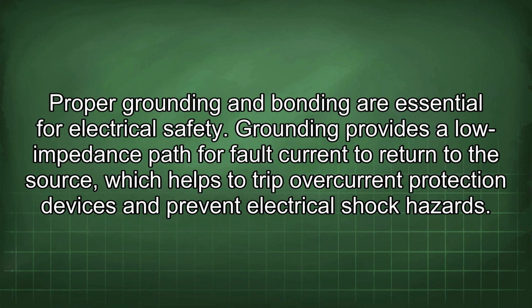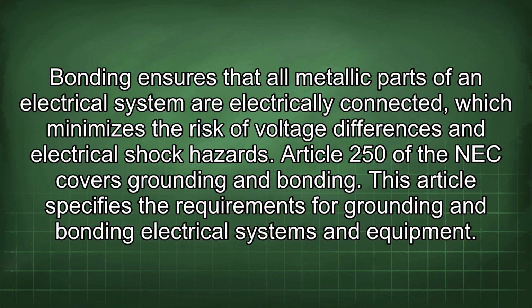Proper grounding and bonding are essential for electrical safety. Grounding provides a low impedance path for fault current to return to the source, which helps to trip overcurrent protection devices and prevent electrical shock hazards. Bonding ensures that all metallic parts of an electrical system are electrically connected, which minimizes the risk of voltage differences and electrical shock hazards. Article 250 of the NEC covers grounding and bonding.